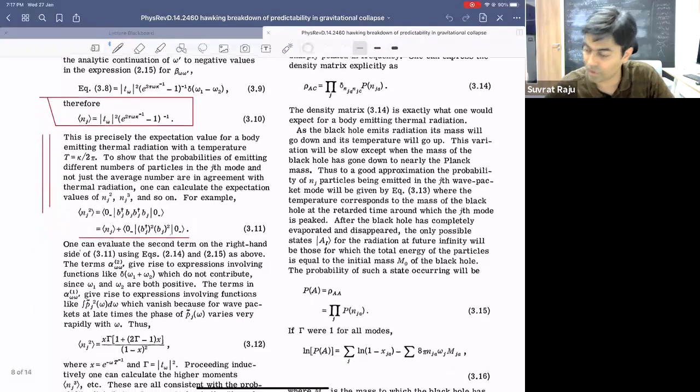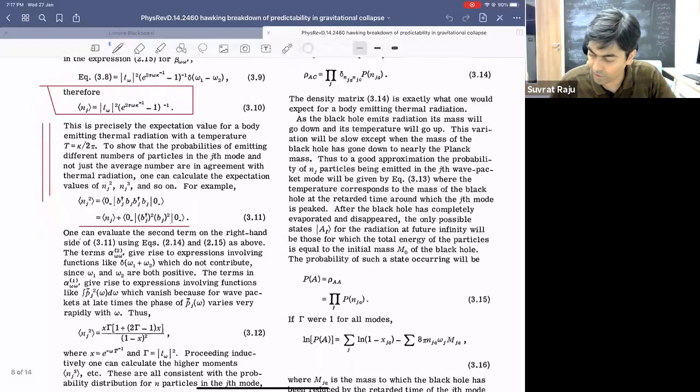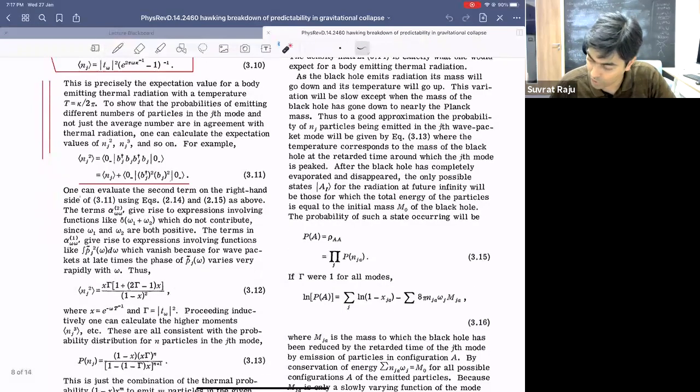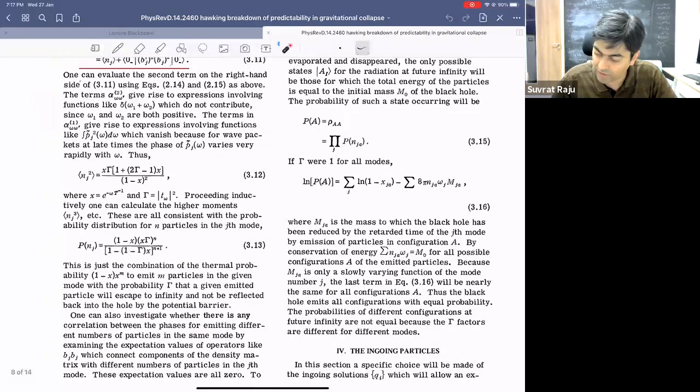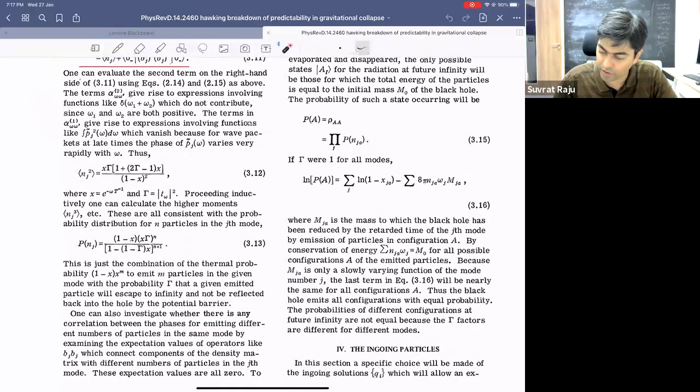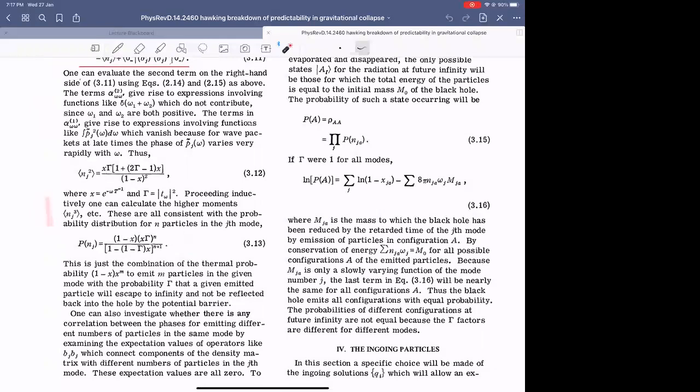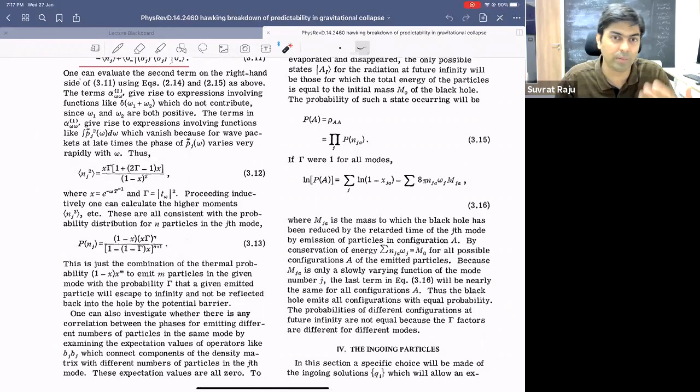So this is Hawking's computation of the second term. Once again, there are these gray body factors and so on that appear in Hawking's computation. But then Hawking says that one could compute arbitrary powers, right? One can compute higher moments. So proceeding inductively, you can compute higher moments.